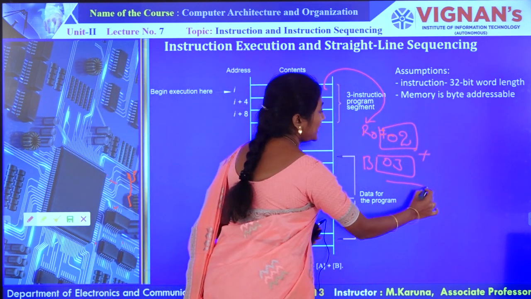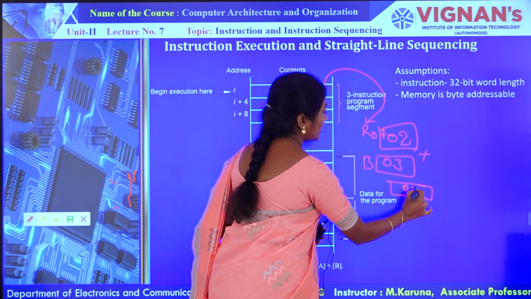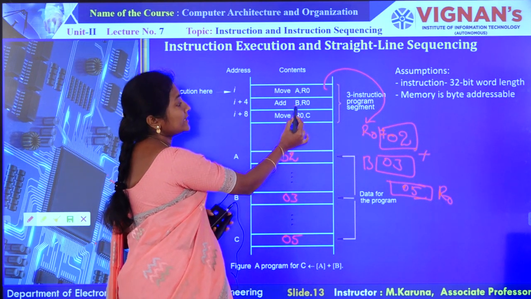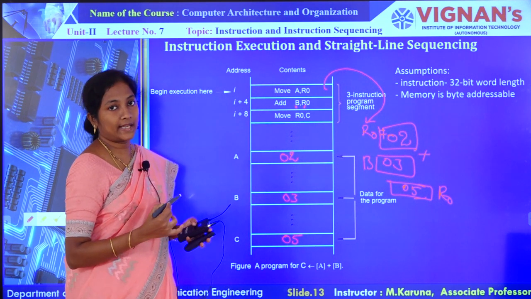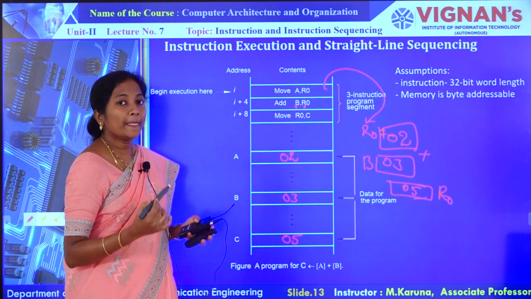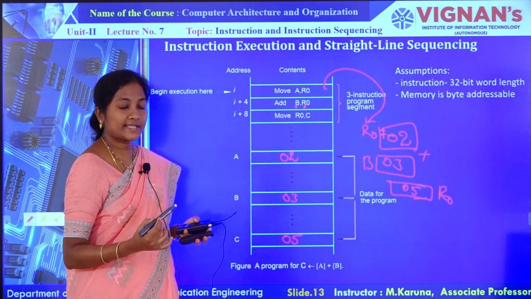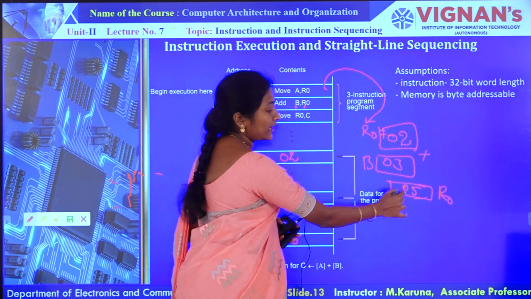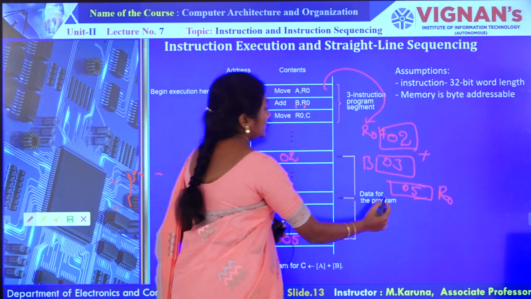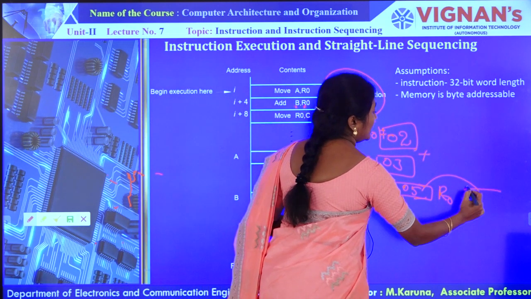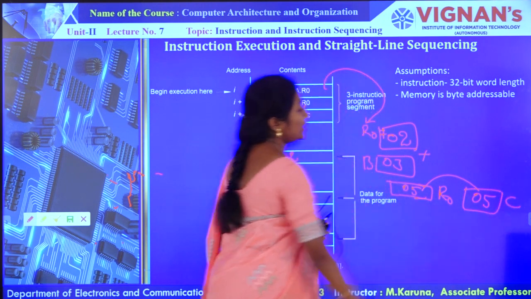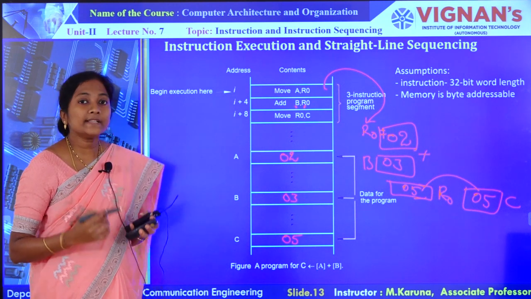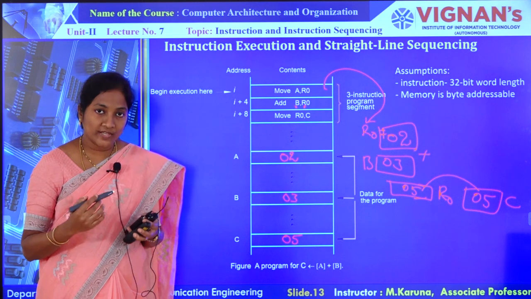Now, after performing, the result will be stored in R0. That is, here this is source and this is destination R0. So, after performing addition operation, output will be automatically stored in destination, that is R0. Now, we have to move this output data to the C. So, that output data will be transferred to the memory location pointed by C. Okay. Likewise, these instructions are to be executed sequentially.